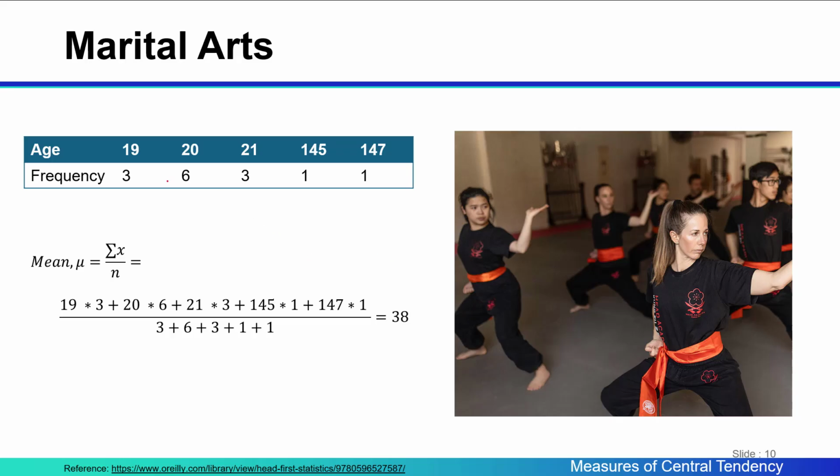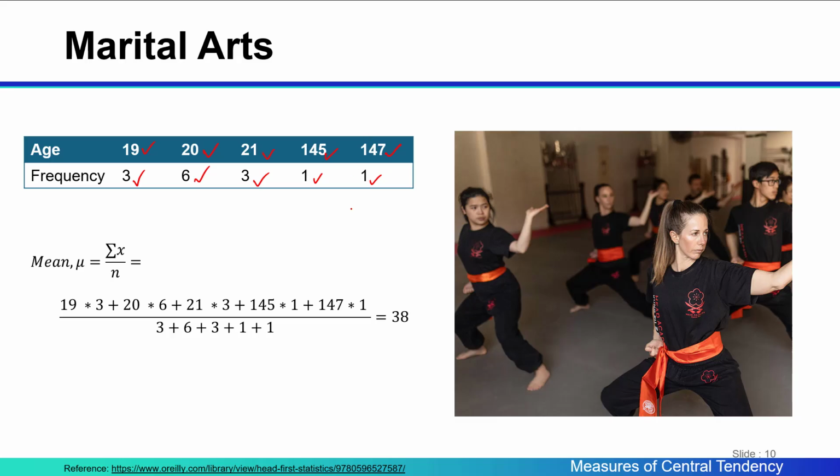At age 19, 3 students are there. Age 20, 6 students. Age 21, 3 students. And at the age of 145, the ancient old man, 1 person, and 147, 1 person. I think probably these two are friends.